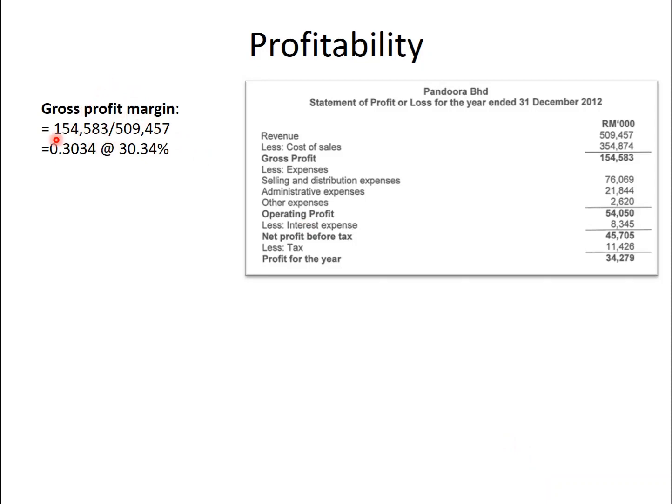Okay, the first ratio is the gross profit margin. The formula is gross profit divided by sales. So in this question, the gross profit is 154,583 divided by sales 509,457. Then we get 0.3034. Normally represented by percentage. Therefore, we multiply by 100. Then we get 30.34%, which indicates that the firm generates RM 30.34 of gross profit from RM 100 of sales.